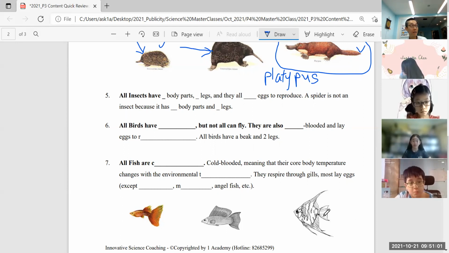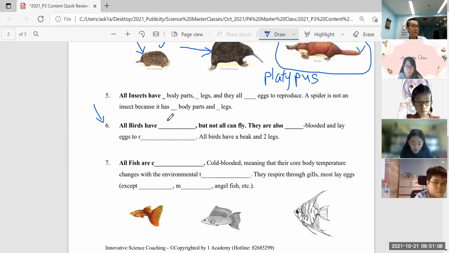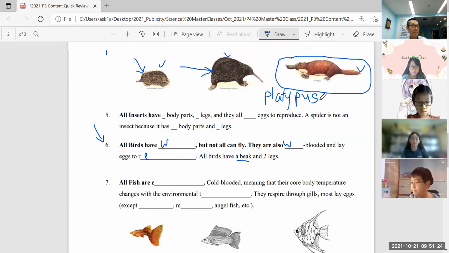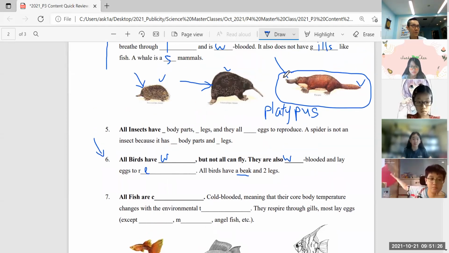Okay, next, Jia Yi, can you read number 6? All birds have wings, but not all can fly. They are also warm-blooded and lay eggs to reproduce. All birds have a beak and 2 legs. Yeah, so you know, all birds have a beak, because only birds have beak. But this one, last time they say, this one like has a beak also, the platypus. So this is a weird creature. This actually is a bill, right?